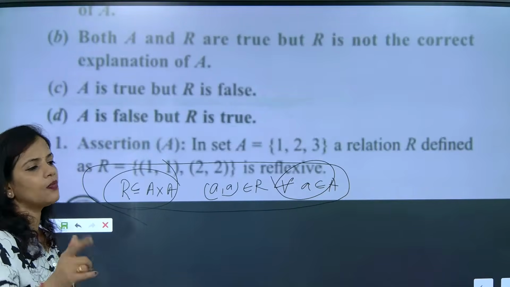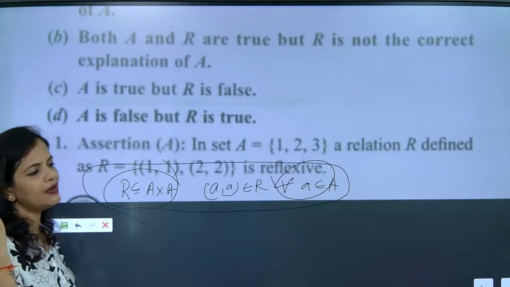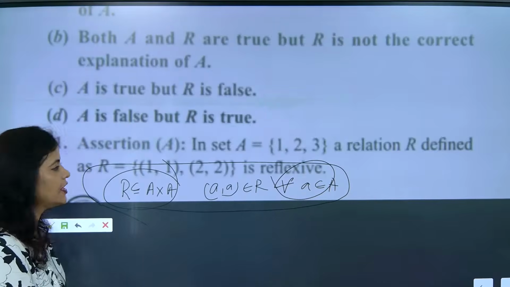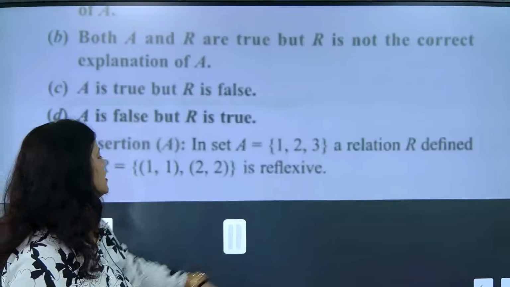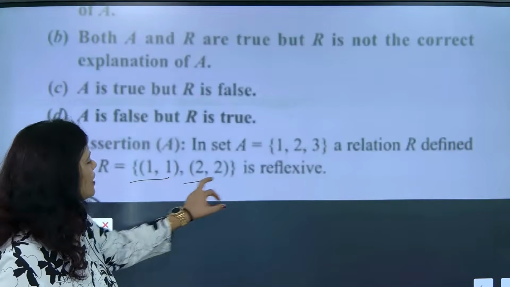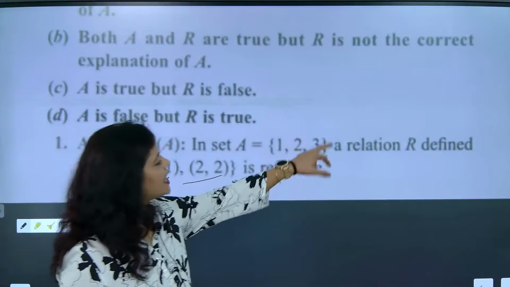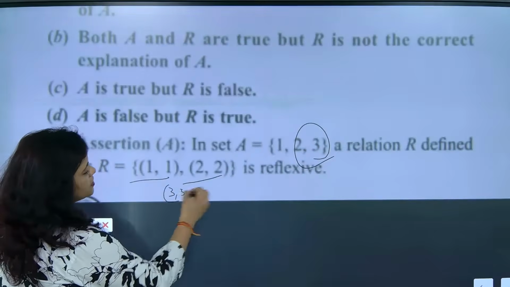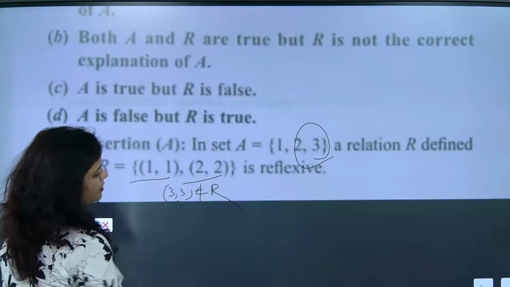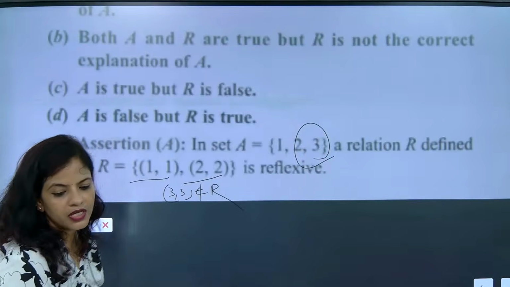The three elements are (1,1), (2,2), and (3,3). All have to be present there. But here one big problem is there. The problem here is (1,1) and (2,2) are there, but A is having 3. So (3,3) does not belong to R. So (3,3) is missing.